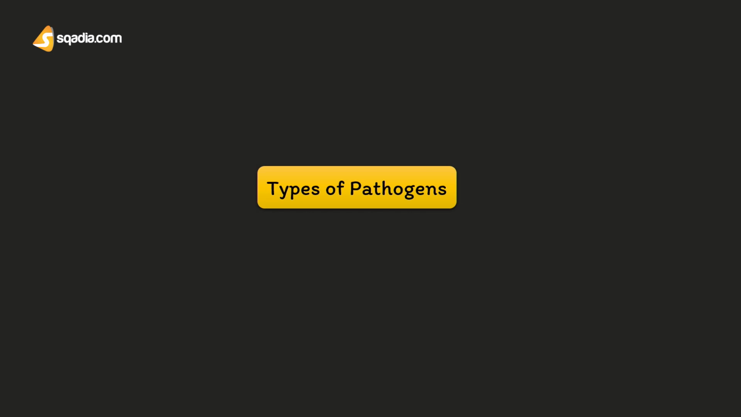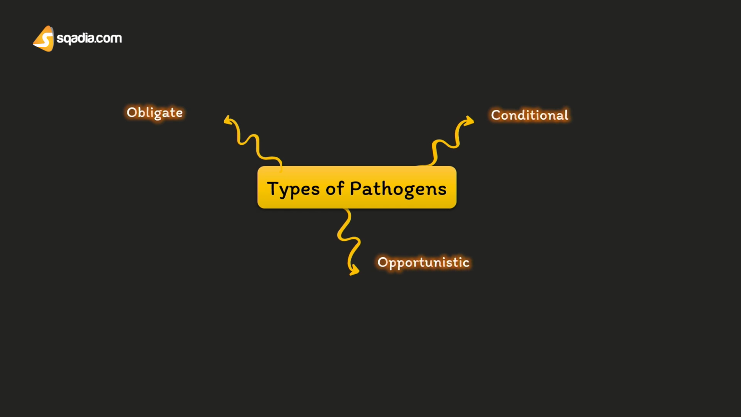Now let's talk about the types of pathogen. There are usually three types of pathogens: obligate pathogens, conditional, and opportunistic pathogens. Obligate pathogens are always associated with disease. For example, Treponema pallidum and HIV.